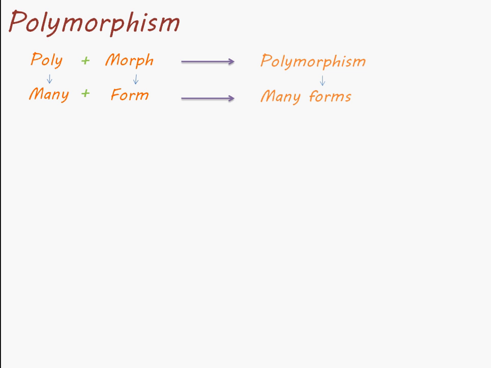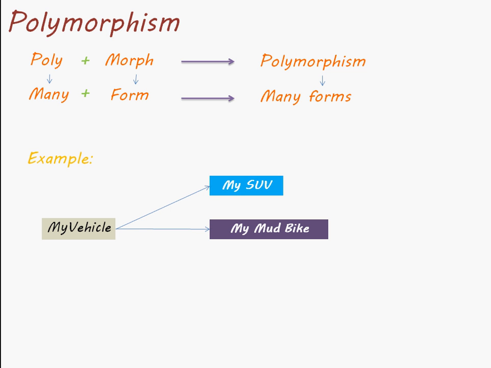What is polymorphism? Poly means many. Morph means form. Therefore, polymorphism means many forms. Example, when I say my vehicle, it can be my SUV, it can be my mud bike, it can be my truck. So at vehicle level, I am very generic. It can have any one of these forms. This is called polymorphism. We can understand better about polymorphism when we do some of the Java programming concepts.